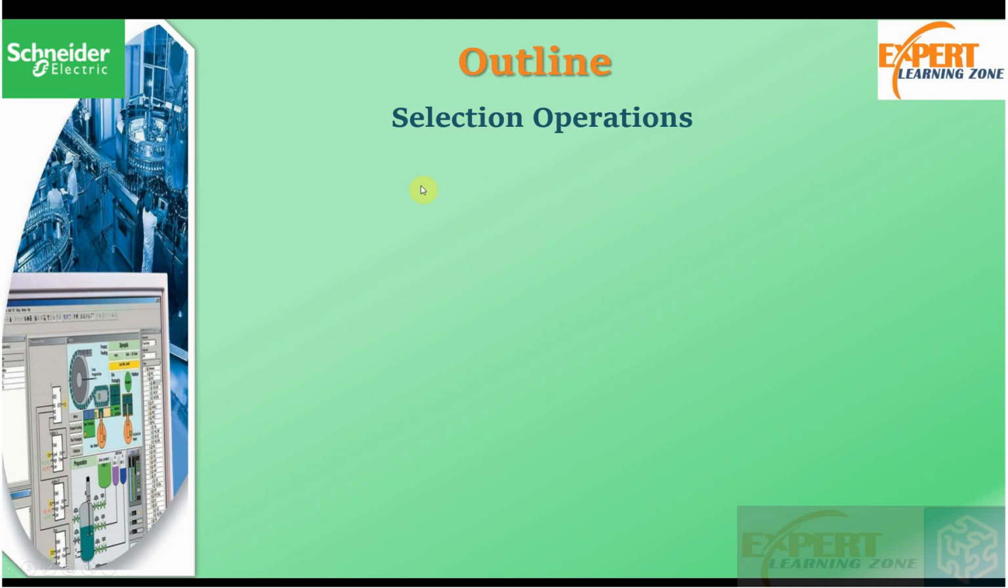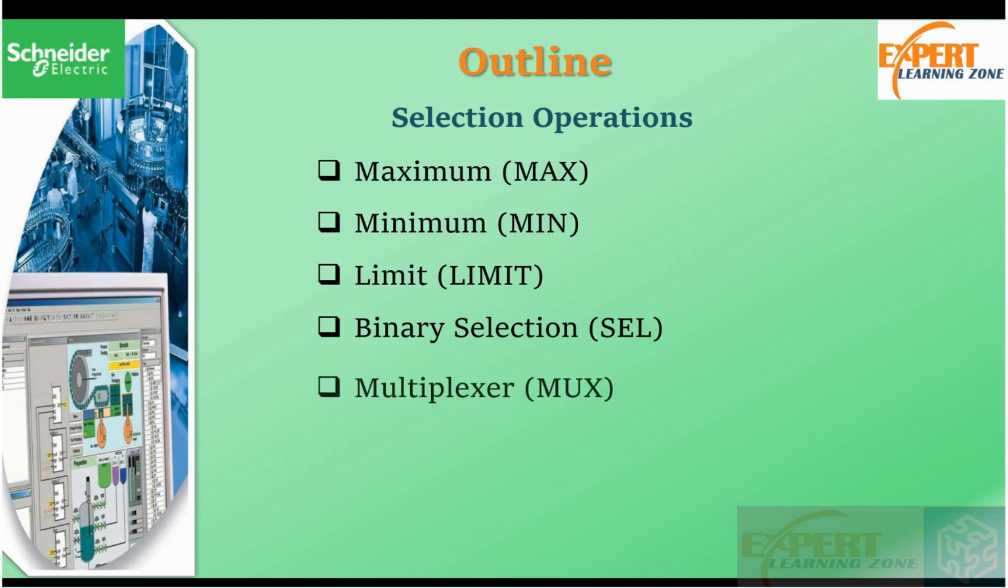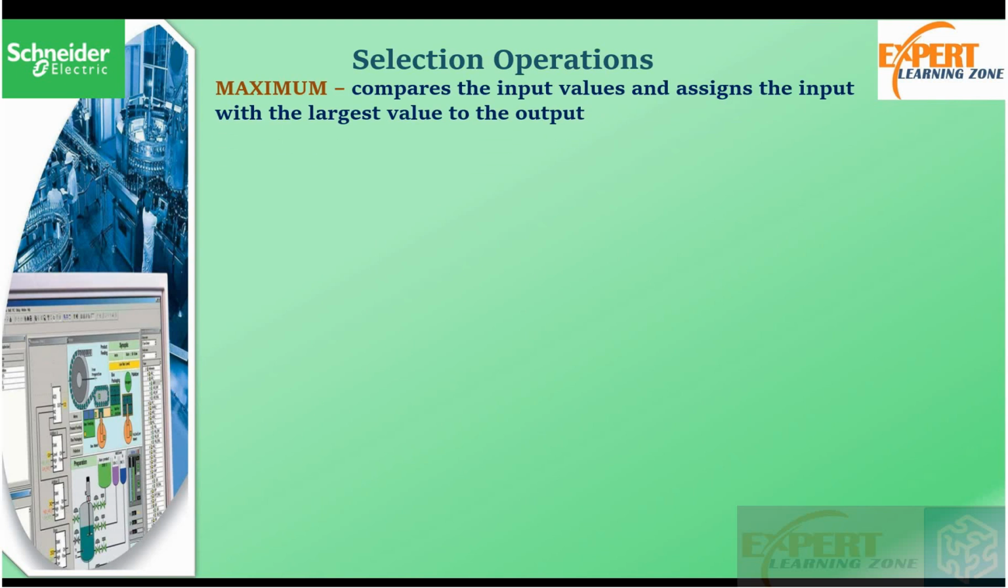Okay, so this selection operation allows us to select one of the inputs and send it to the output based on certain conditions. We will look at the maximum function, which retains the maximum of the inputs. The minimum function will retain the minimum of the inputs. The limit function, which bounds the input between two values. The binary select, which can select one of the inputs and send it to the output based on a certain condition, and the multiplex also, which can select one of the inputs and send it to the output based on a certain number. Okay, so we will begin with the maximum function.